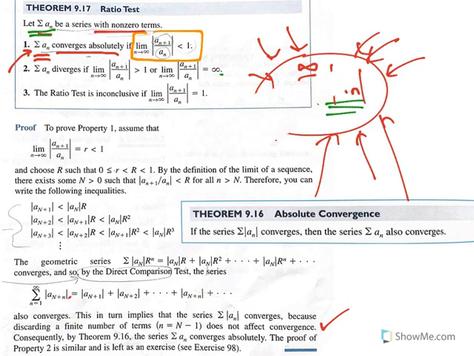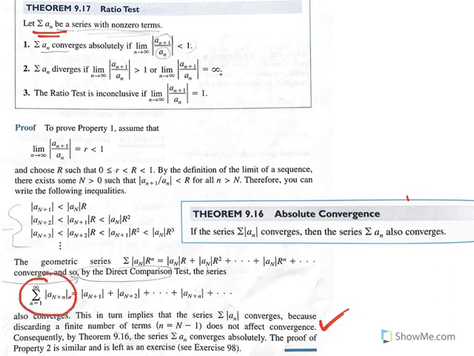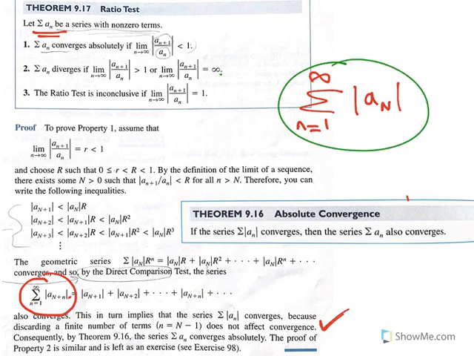So what does knowing that the corresponding absolute value series converges tell us about the original series that is under consideration in the ratio test? We've come this far in the proof. We know that because this series is known to converge, it doesn't matter that we're getting rid of the first uppercase N minus 1 terms from this series, which is the corresponding absolute value series to the one under consideration in the ratio test.